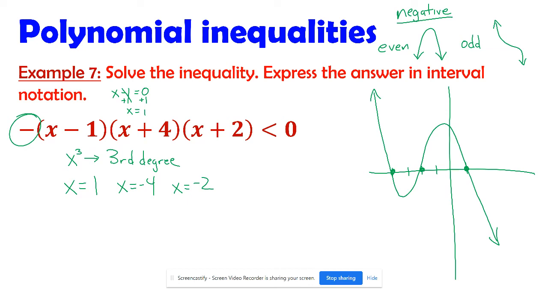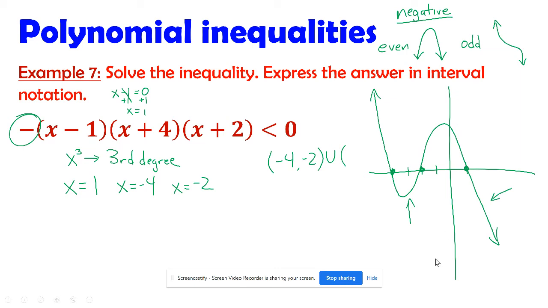We want to know where it's less than 0. And there are 2 intervals here where it's going to be less than 0. It's less than 0 right here in between -4 and -2. And because it's just regular old less than, we're going to use our parentheses. And then there's one more interval. It goes less than on this side as well, after you go past +1.